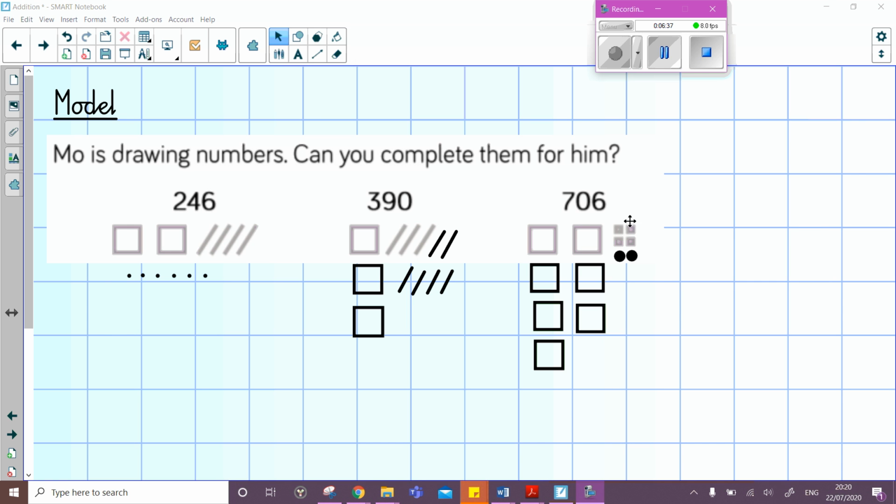So does yours look like this? He already had 200s, but I know I needed 700. So 100, 200, 300, 400, 500, 600, 700. No tens, so I'll have no sticks of 10, no tens, but 6 ones. He'd already drawn 1, 2, 3, 4 ones. I've added 2 more to make 6 ones, and that number now is shown using the Deans, 706.